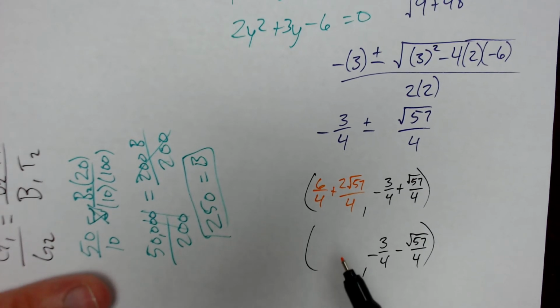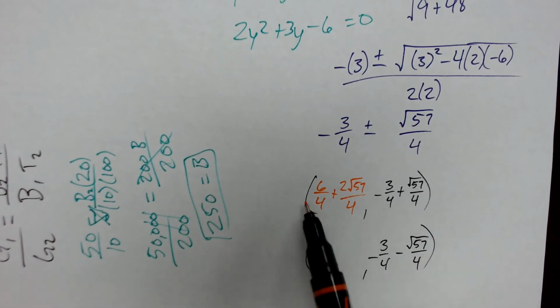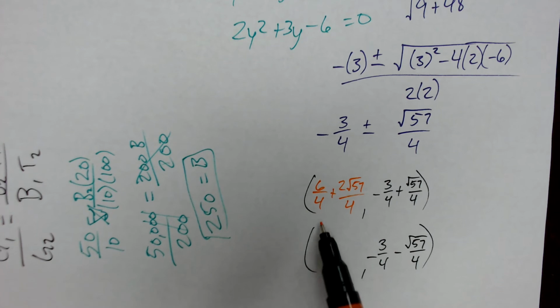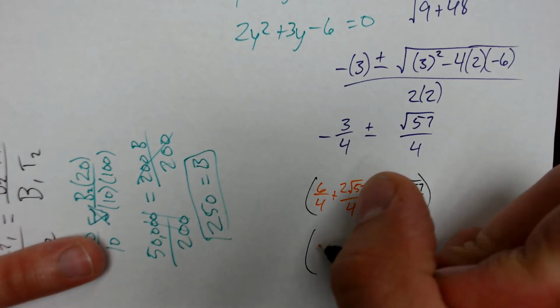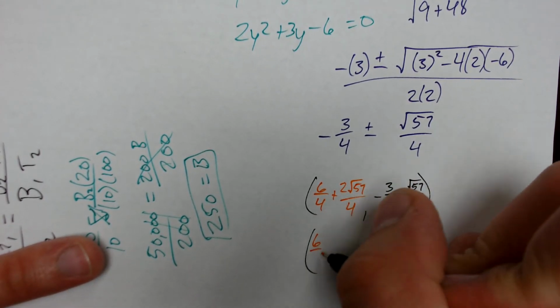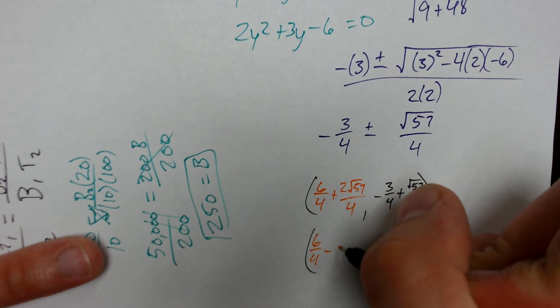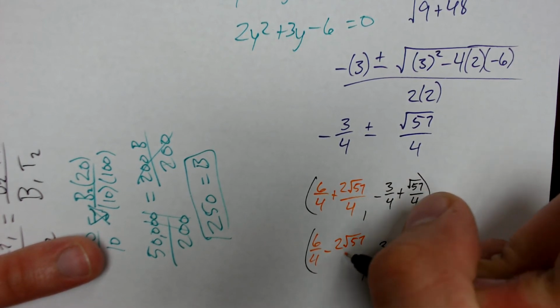Now, if we're going to do the minus, you'll notice the only thing that really changed was this and then the 2. The 2 is still going to distribute, so we'll still get 6/4, but then it'll say minus 2 root 57 over 4.